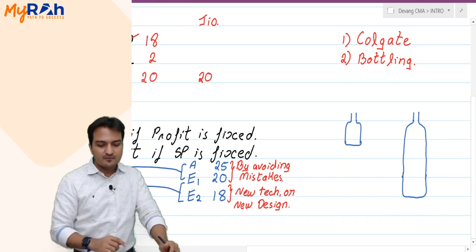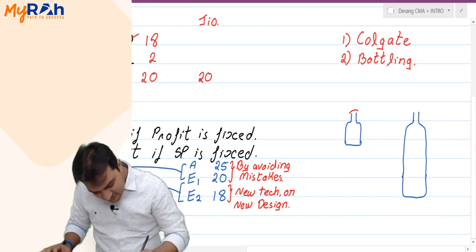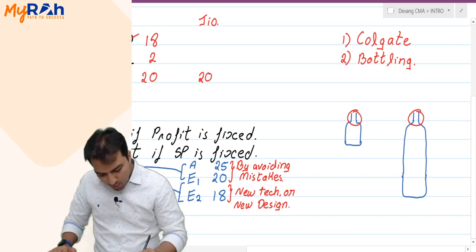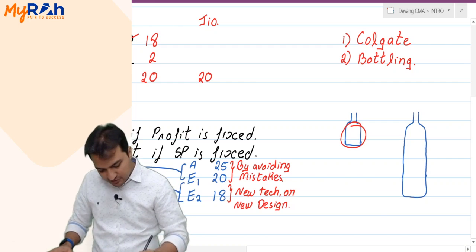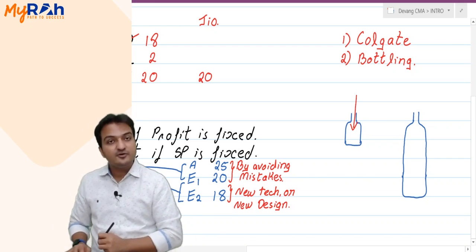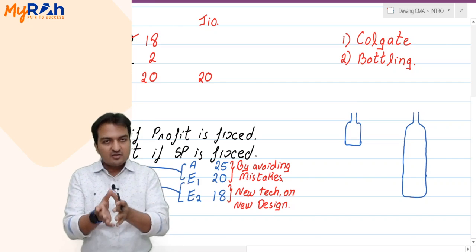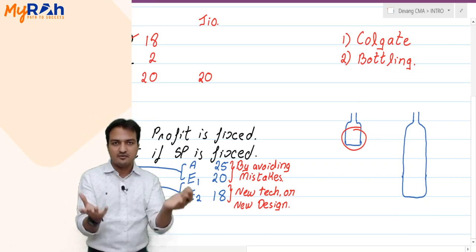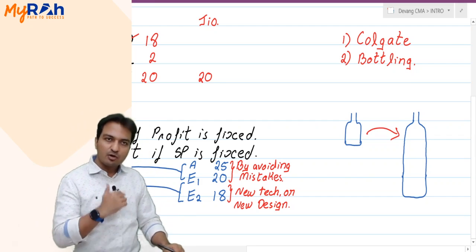Now this small bottle that they produce, notice the neck part will be the same as the final version, same size, but the body part here is small. Then they put this small bottle in a machine, and that machine will push hot air into the bottle. Because of the hot air, the body of the bottle will expand and take the shape of the outside mold. Once it takes the shape of the outside mold, it appears like this. This is how the bottle is manufactured.